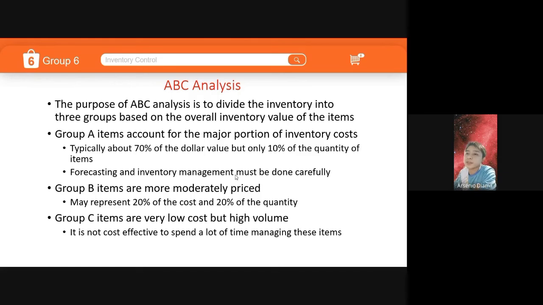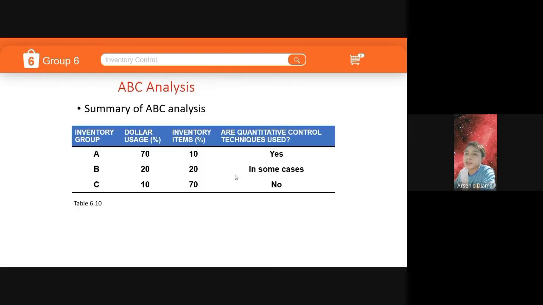Summary of ABC analysis. As you can see in this table, ABC analysis is all about prioritizing items based on how expensive they are or how often they are used in making the product. So take note that the first category is not only costly but also requires better material handling.